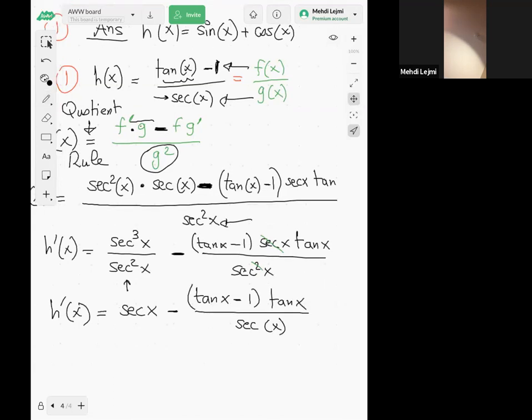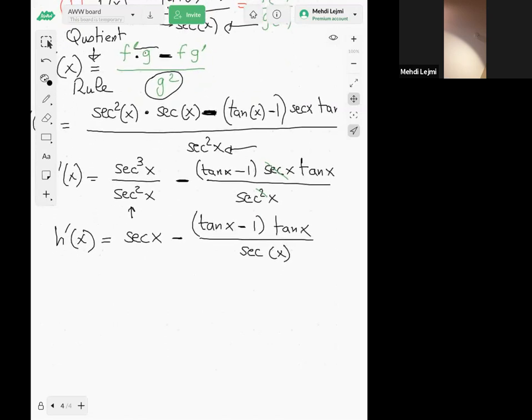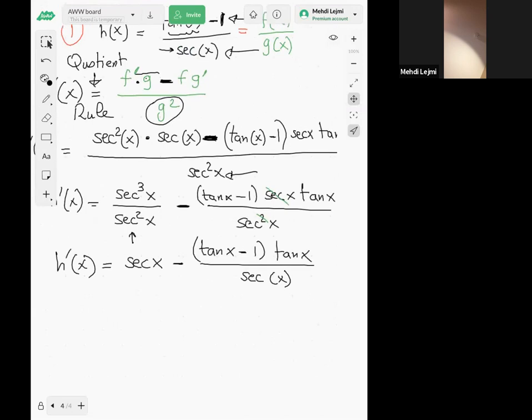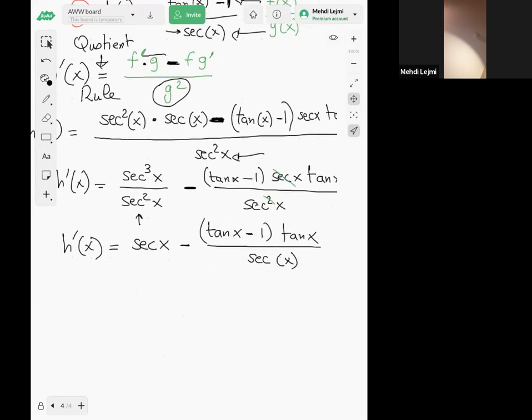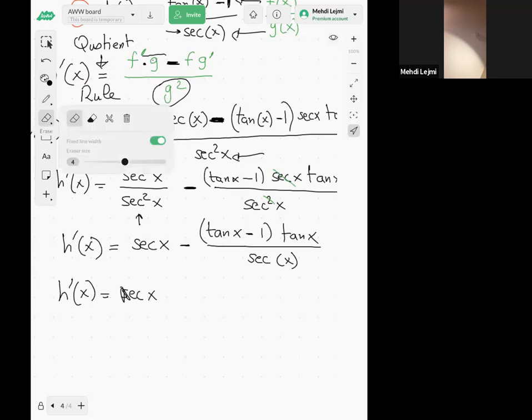So that'll be equal to... again, we can try to simplify to see if this is equal to sine of x plus cosine of x, right? Let's see. So h prime of x is going to be secant of x... We want to prove that this is actually sine of x plus cosine of x. So I'm going to write everything in terms of sine and cosine. Here, secant of x is, by definition, 1 over cosine.